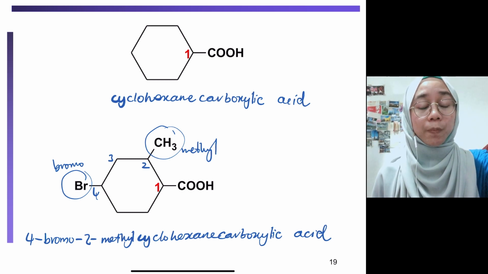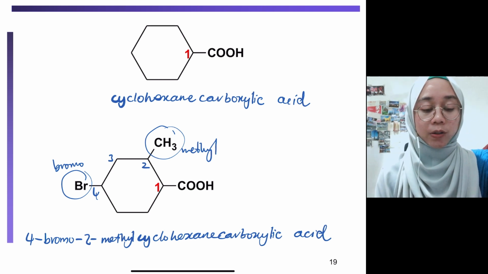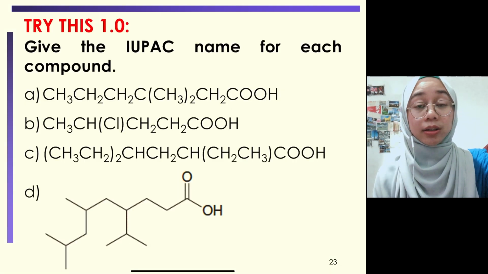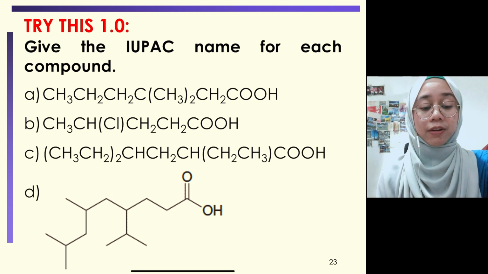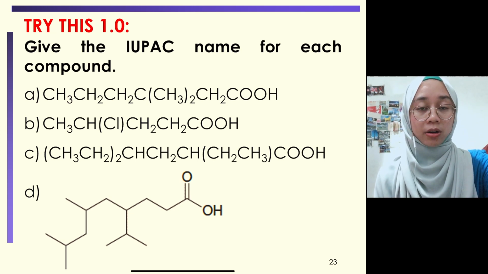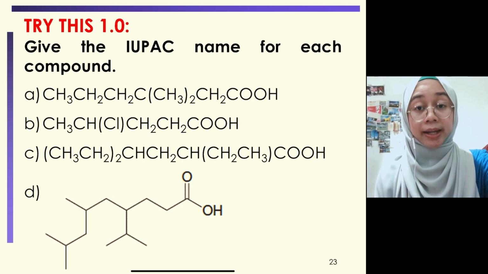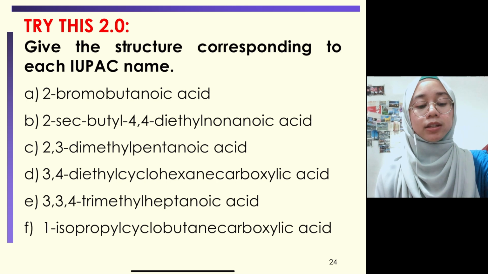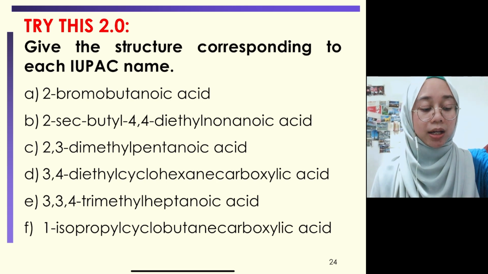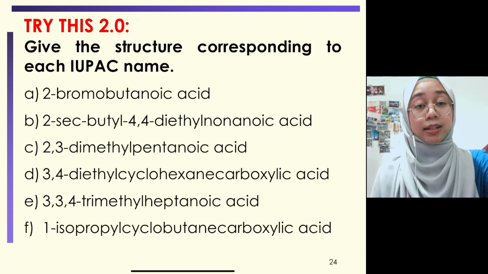Sepatutnya by now kamu dah patut faham lah macam mana nak cari nama ni semua. Okay, so it's your turn lah untuk try this one. Okay, so give the IUPAC name for each of the compound. Make sure you look for the longest chain. Okay, and then kalau tak nampak, expandkan structure kamu tu kalau tak nampak. Okay, and then try this too. Give the structure corresponding to each IUPAC name. Okay, so lukislah semua ni.